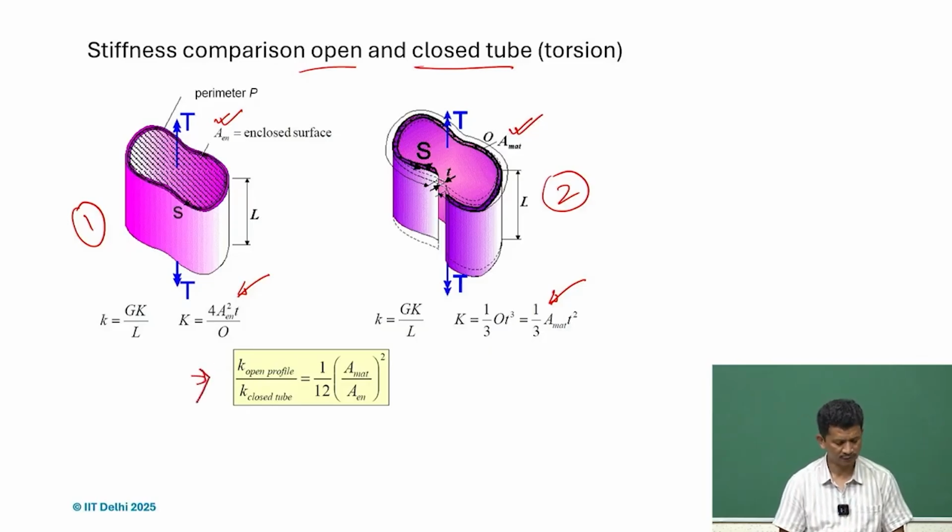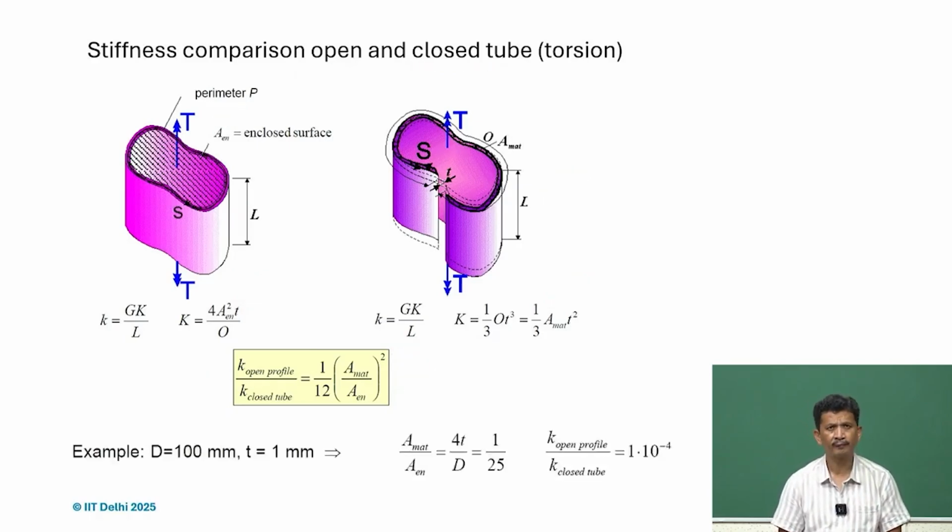And if we compare the two, the rotational stiffness of the open profile versus the closed tube, we realize that there is a huge difference, and what we can find here is 1/12, and then A material versus A enclosed square. So this square term will make a huge difference, and from there we can also find what the implication is if there is a cut or if the profile is open.